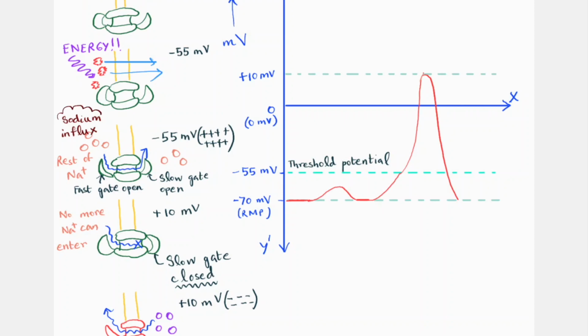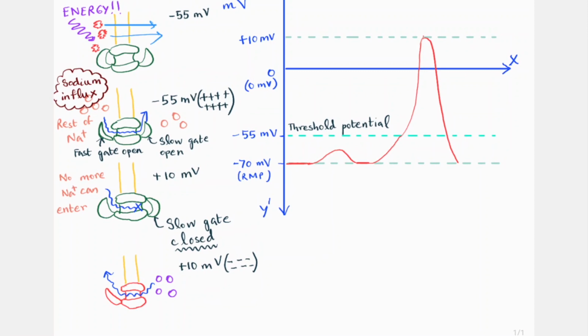Sodium influx, very important name. Okay, sodium influx. And the potassium ions leaving the cell through the potassium voltage gated channel when its slow gate is open, this is called potassium efflux. All right. Influx is coming into the cell in large quantities. Efflux is leaving the cell in large quantities.